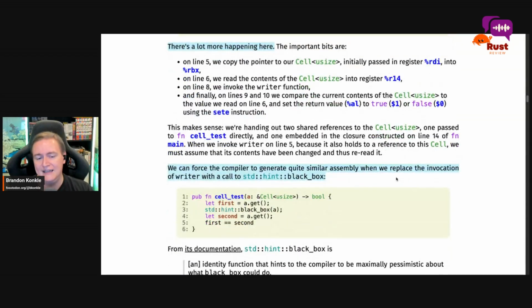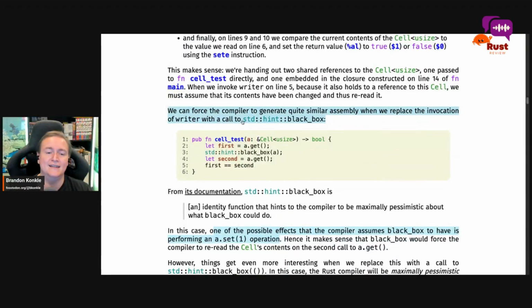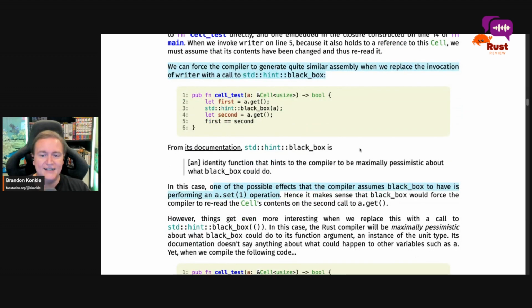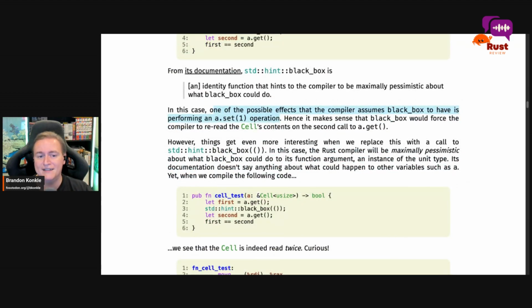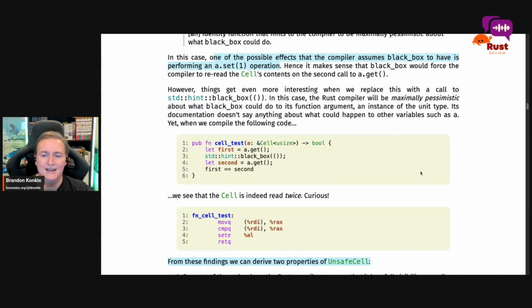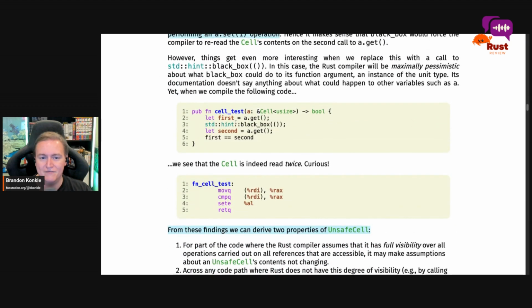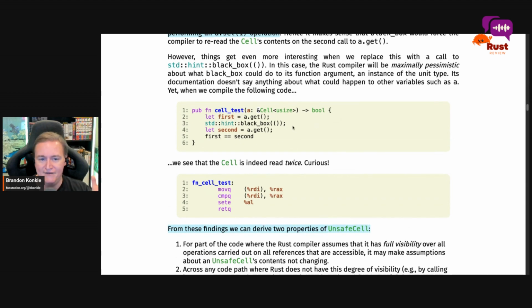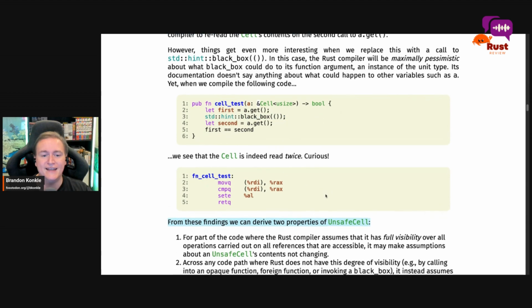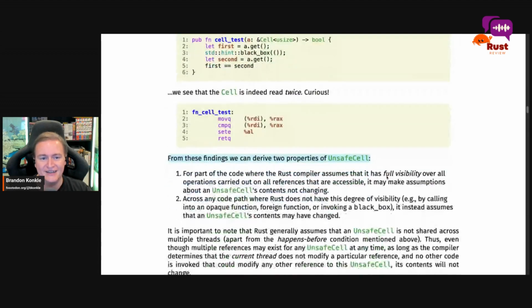So he calls out another way to do the same thing. And this is something I hadn't heard about, the black box hint for the compiler. This black box hint essentially tells the compiler to assume the most pessimistic possible operation. So it says the Rust compiler will be maximally pessimistic about what black box could do in its function argument. And it doesn't say what it could do, but the compiler just assumes the worst. And so if you add a black box into one of those previous examples, all of a sudden it gets read twice. The assembly changes.